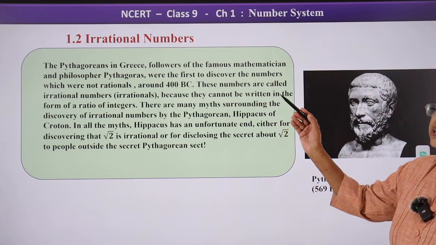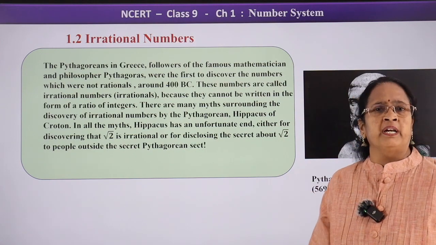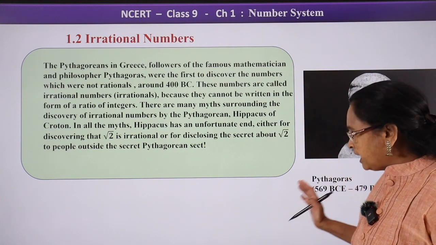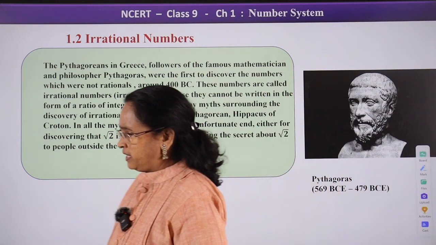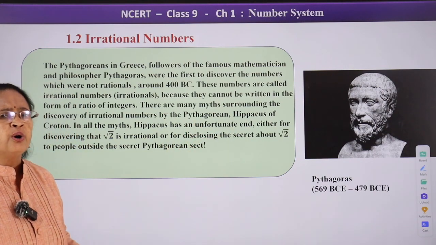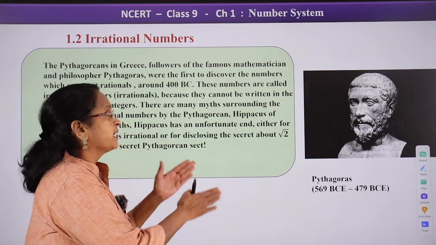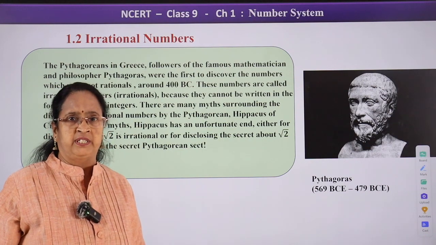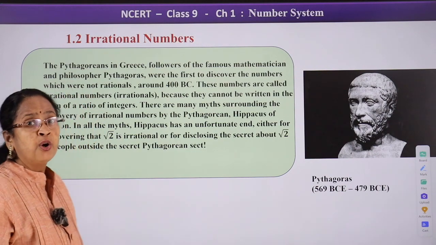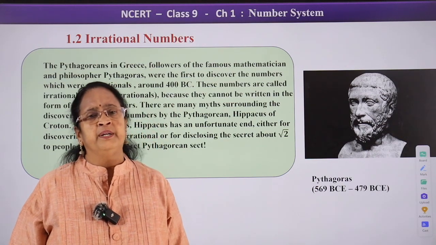Now what are irrational numbers? The whole topic is about irrational numbers. Now, Pythagoras was the first person to discover irrational numbers. The Pythagoreans in Greece followed this great philosopher Pythagoras, who was the first to discover irrational numbers.